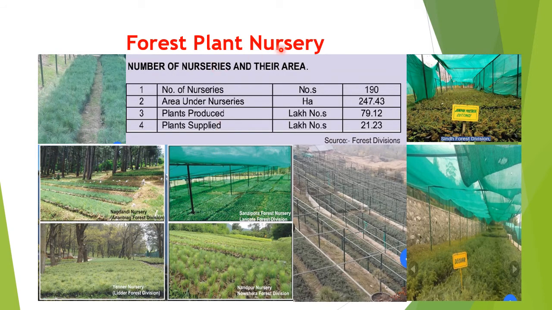Forest plant nursery scenario in Kashmir, number of nurseries and the hectares. See, number of nurseries is 190. Area under nurseries in hectares is 247.43. Plants produced in lakhs 79.12. Plants supplied lakhs 21.23. Source: forest divisions.